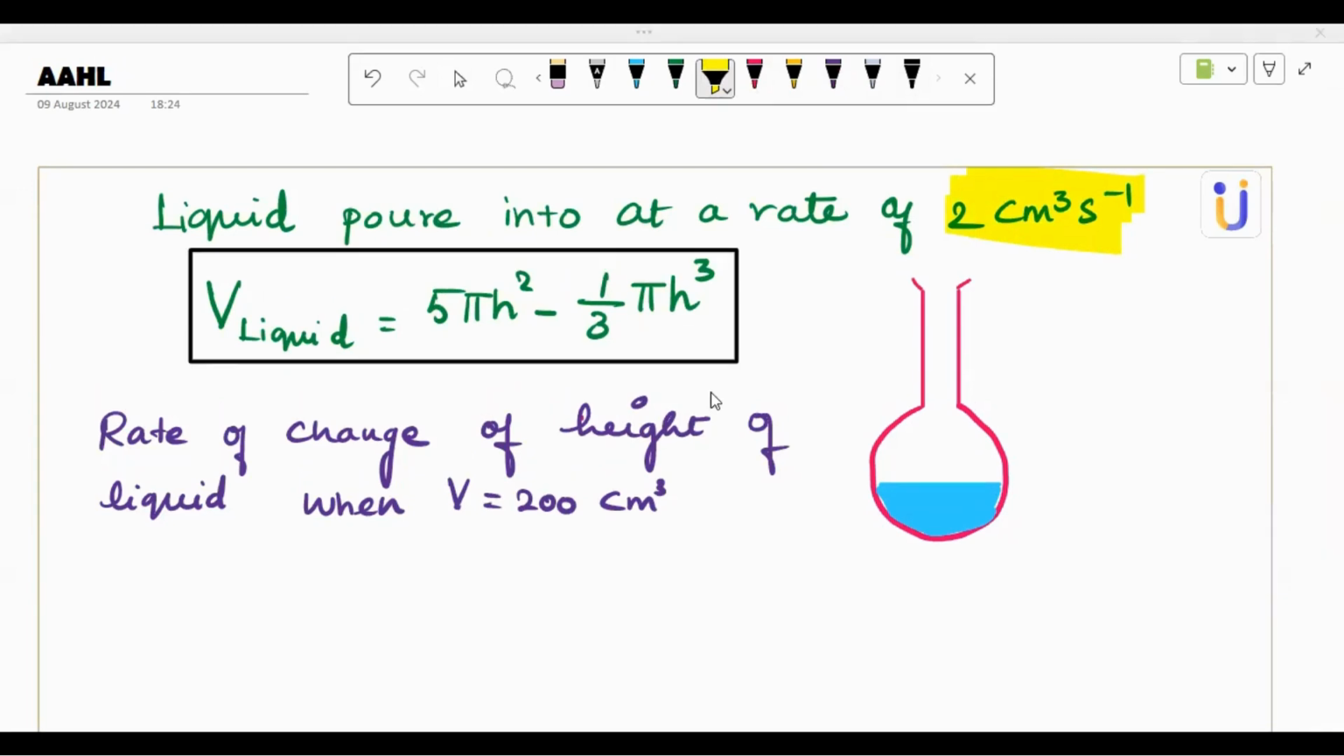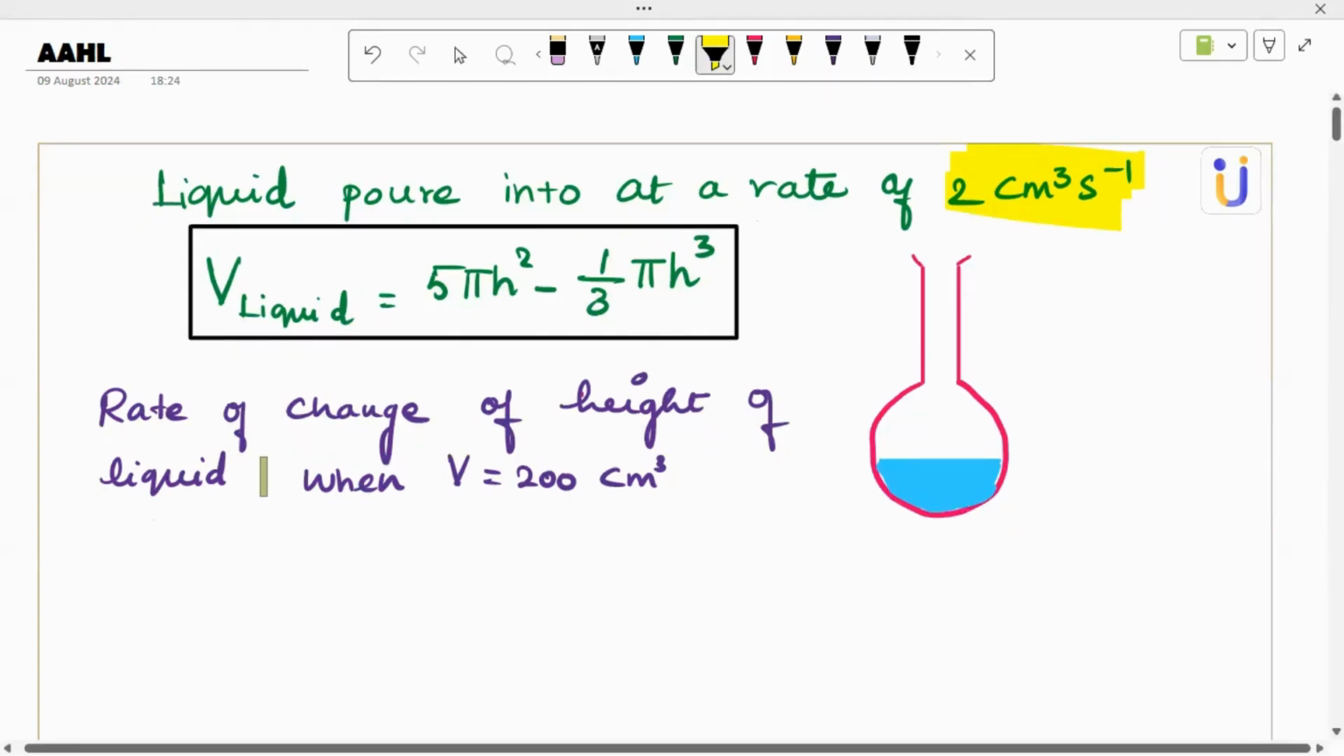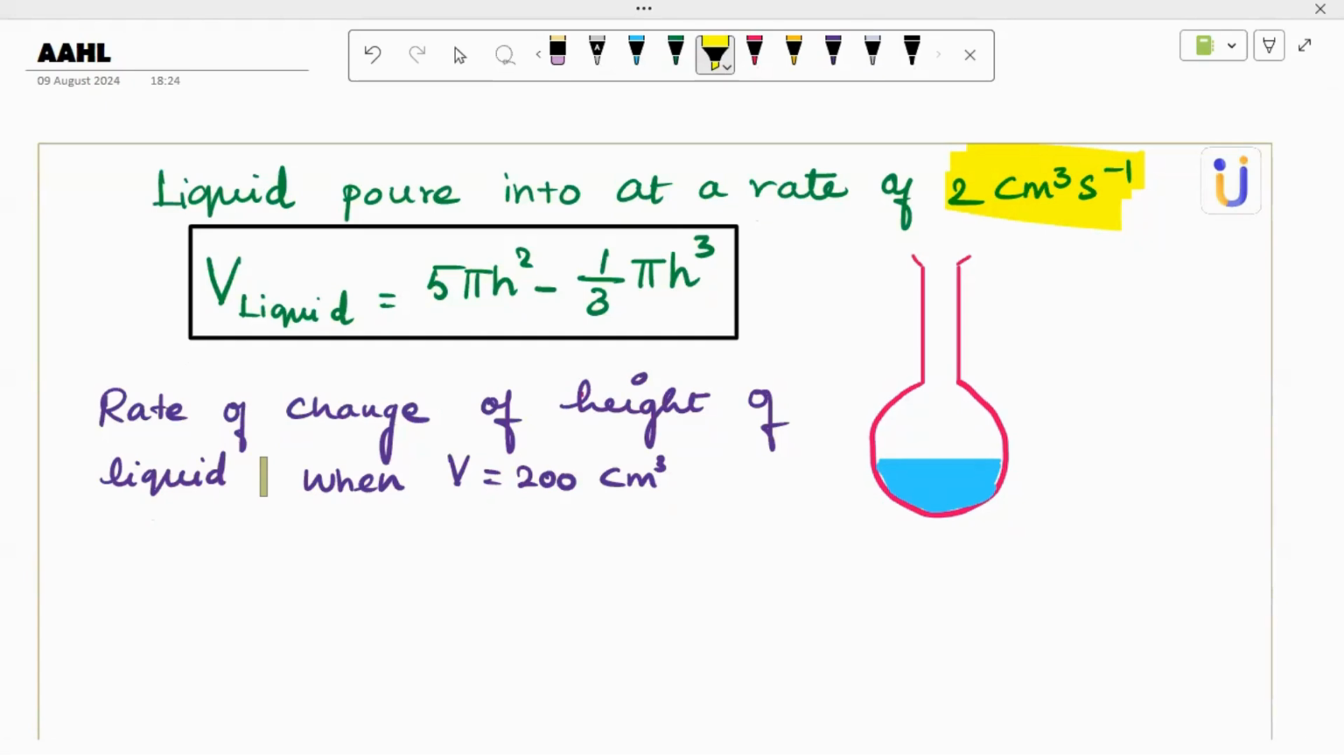When we pour the liquid, the height will rise, right? And the volume in the flask will rise. So there is a change in volume and in the liquid's height. The volume V centimeter cube is given. It's not the flask volume, it is the volume with respect to the height. When we are pouring, the height will increase, and that particular volume equation is given. It is the volume of the liquid at that moment. So whenever the height is known, we can substitute it over here.